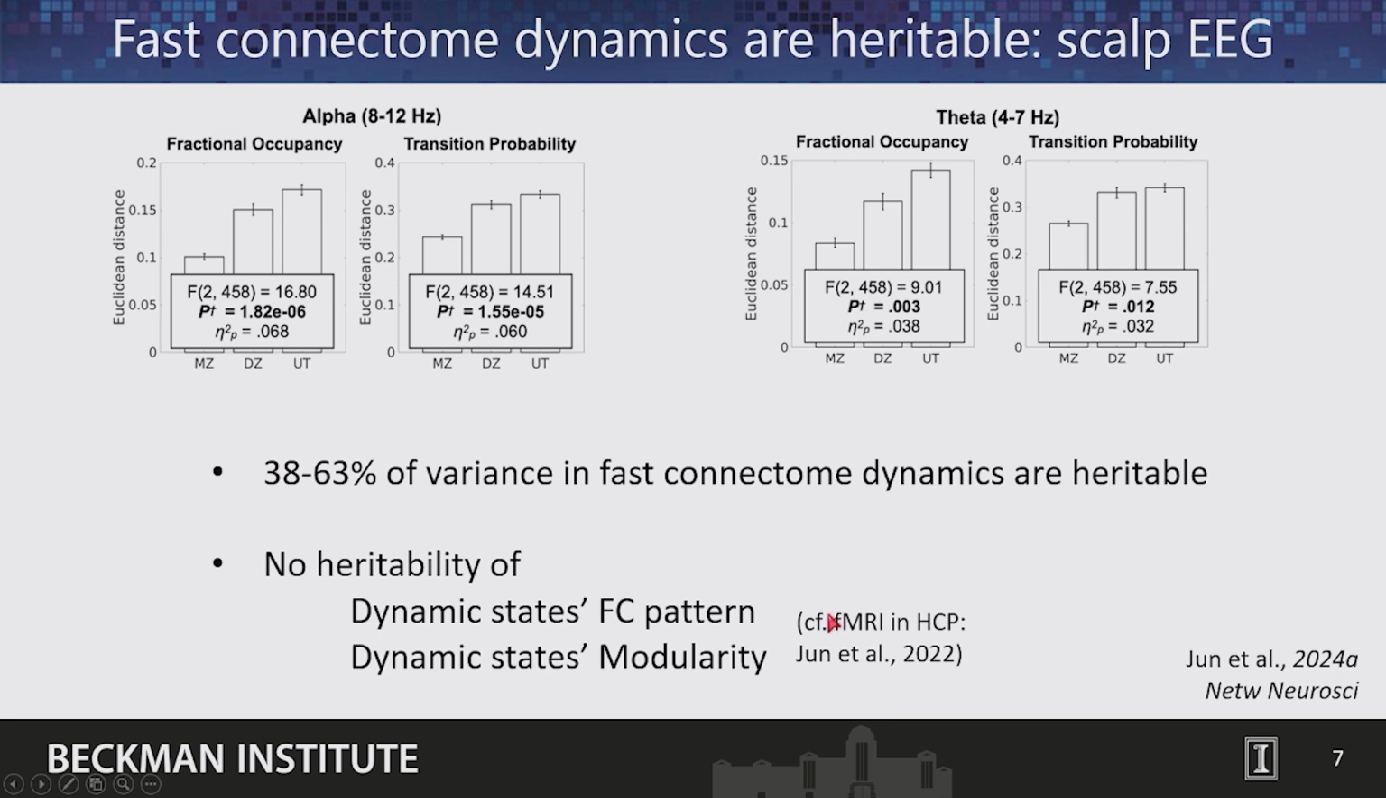Also paralleling what we knew from fMRI, but this time for rapid dynamics, is that even though we analyzed a very exhaustive set of spatial features, we found no evidence for heritability of the spatial arrangements of the states. So, for example, how the strength of connectivity is distributed over the edges and how that changes from state to state, as well as how the modularity is different between the different states, is not heritable.